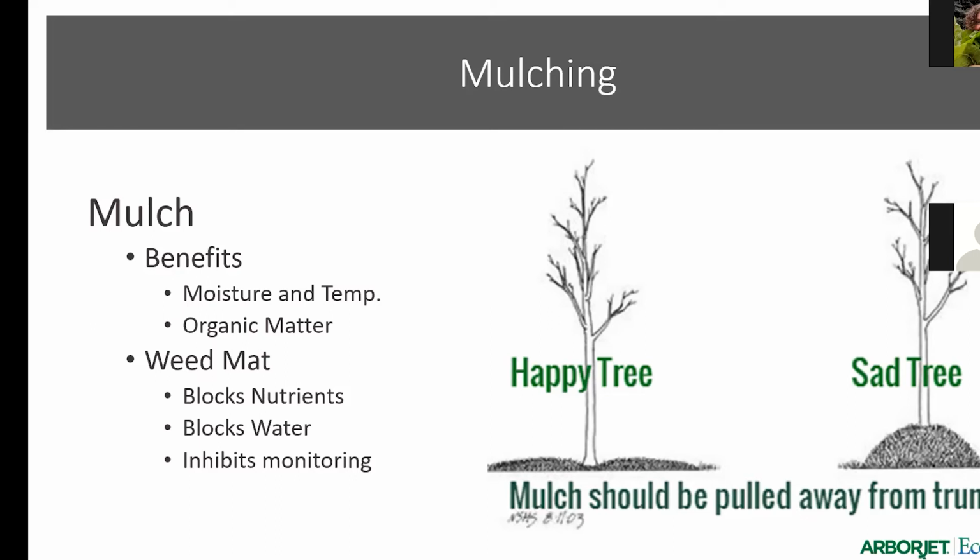And if you're using weed mat, try to use something that might be a little more organic and shorter lasting. If you use plastic weed mats, it's going to block that nutrient exchange from the mulch breaking down to getting into the soil. Your soil won't decompact if it is compacted. It blocks water from getting in easily. And it inhibits your ability to monitor soil moisture to know when it's time to water that tree.